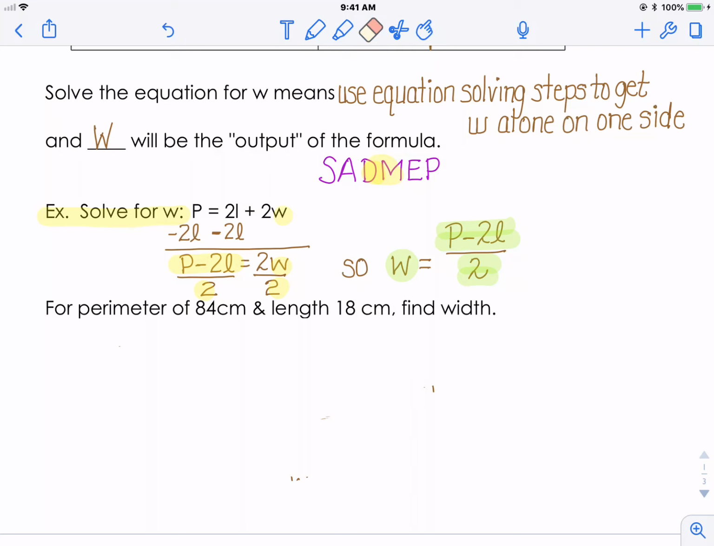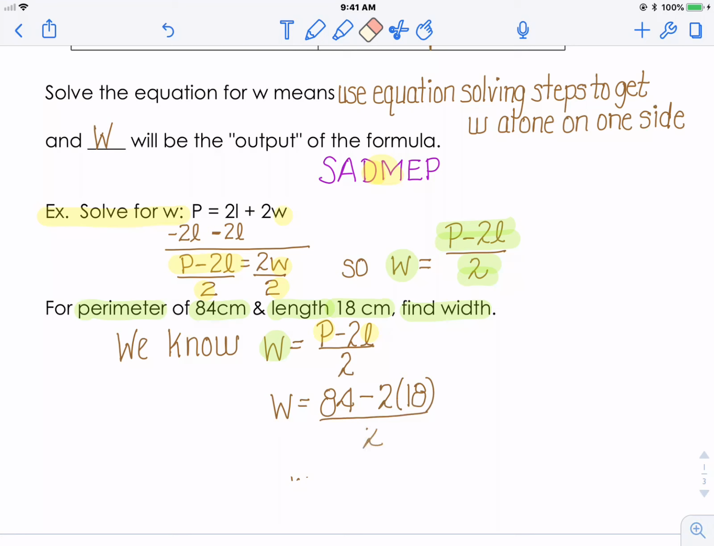So in here, I want to take the equation that we already know about. And in for perimeter, I want to put the information they gave me, 84 centimeters. And in for length, I want to put 18 centimeters, and this formula is already set up to find me a width. So when I go to plug all that in, here's what it looks like. Calculating that then, the width is 24 centimeters.